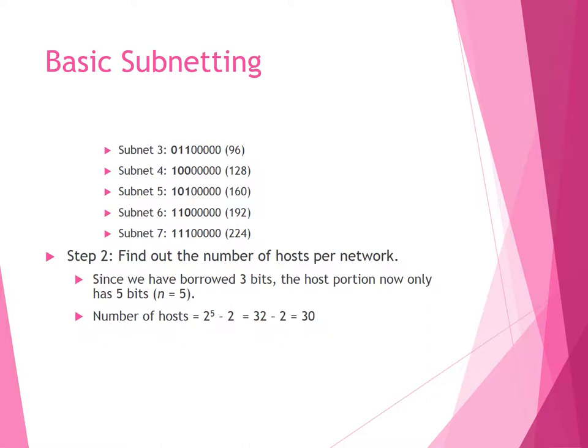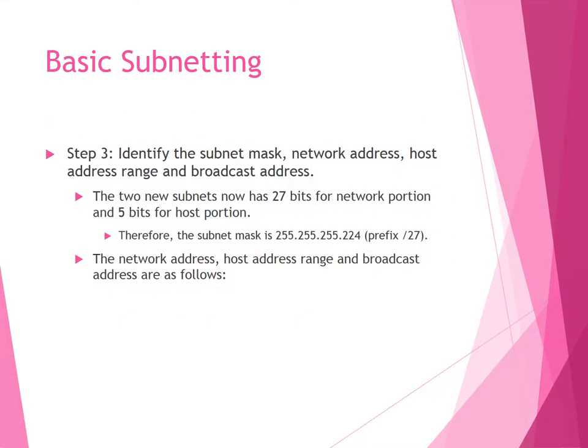196, 128, 160, 192, 224. If you add up the on bits, it will be equal to the last value. Step 2, find out the number of hosts per network. Since we have borrowed 3 bits, the host portion now only has 5 bits, so n is equal to 5. Number of hosts is 2^5 minus 2, which is 32 minus 2, equal to 30.